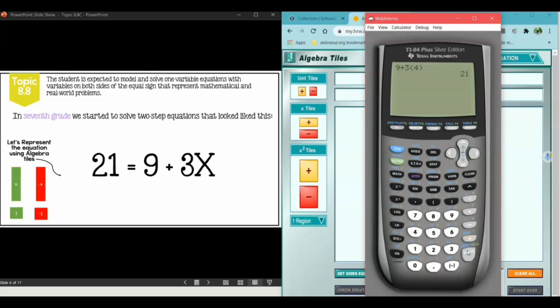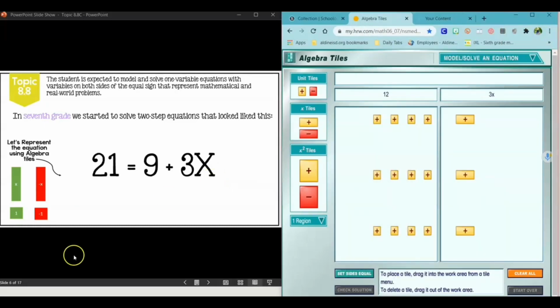Yep. All right. So now we've reviewed one-step equations. We've reviewed two-step equations. And again, that's all 6th and 7th grade. But we need to focus on what we're doing in 8th grade. So how might that look?